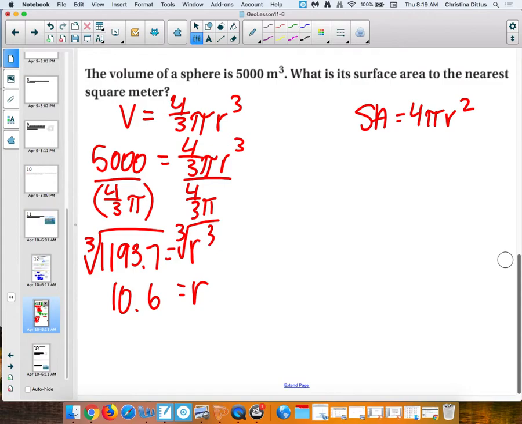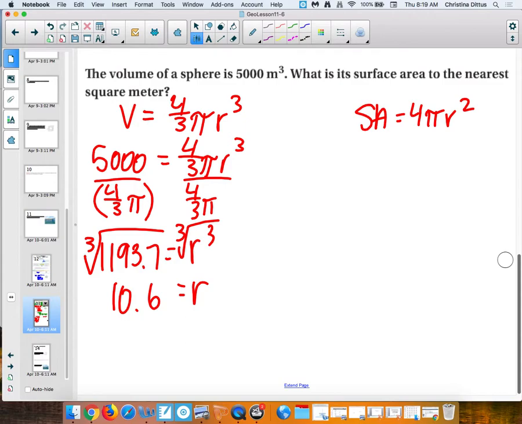Okay, anybody not able to get 10.6? So you're going to hit 3, second, you see that's the normal square we use, I'm gonna use this one. So that's an x root, so that's a 3rd root of 1193.7.